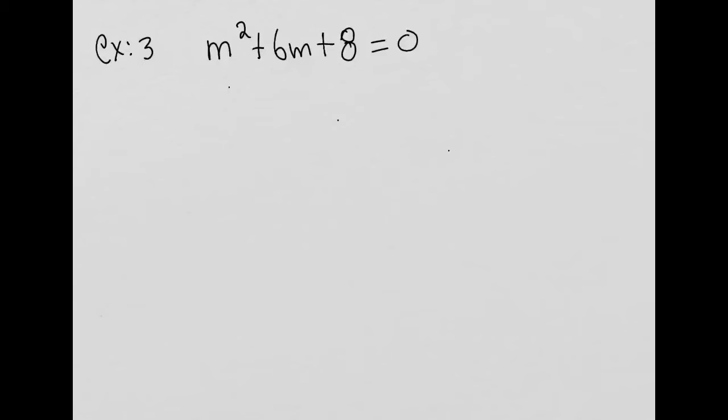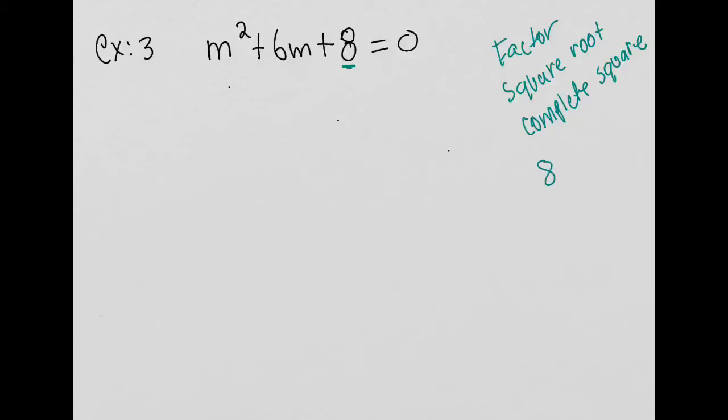Okay, so remember all the methods. We know how to factor. We know how to use the square root method. And we know how to complete the square, right? So based on the problem that we have, why don't we just check? Let's see if it's factorable. Factors of 8 that add to 6. I think 2 and 4. So let's try factoring.